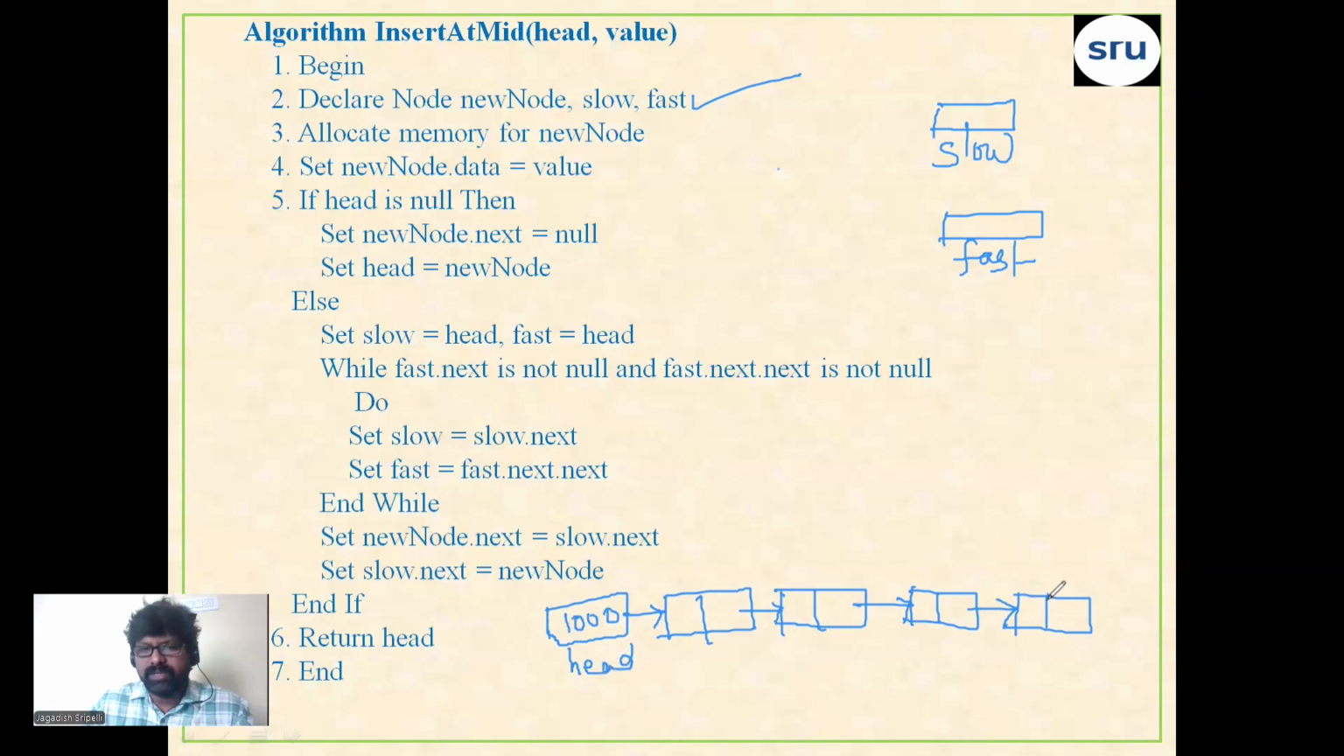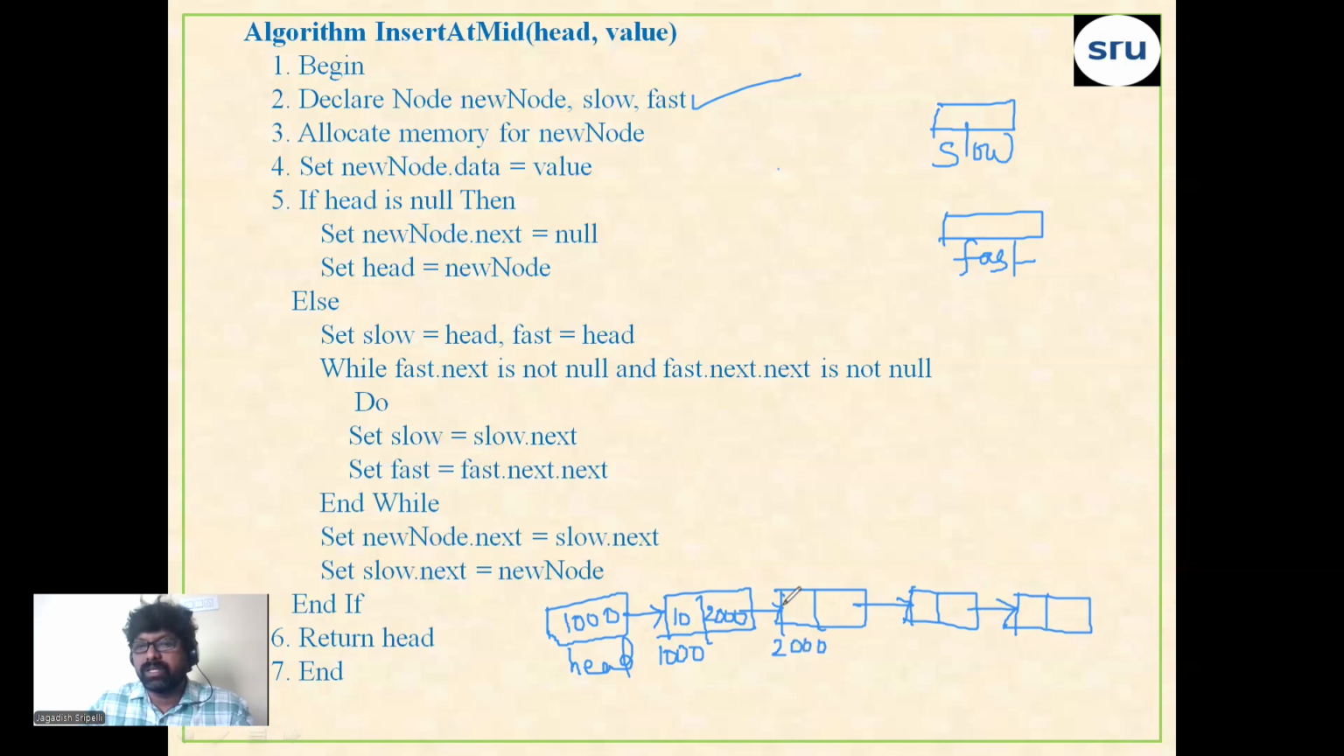So head, we know, head has 1000. 1000 is always representing the first node. The first node means the first node has the data 10. It also has the next part. The next part represents the address of the next node.